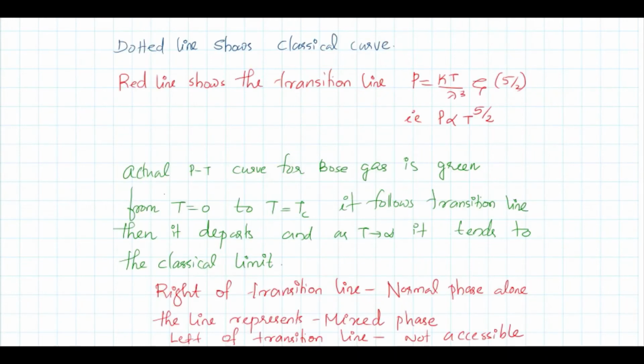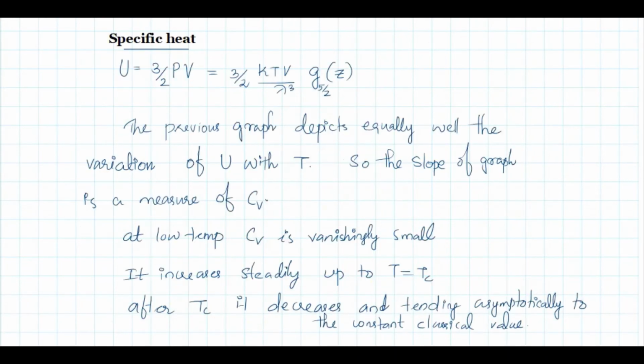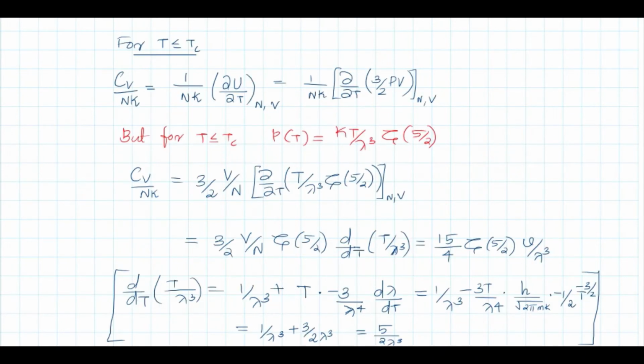So the behavior of Cv is, at low temperature, Cv is vanishingly small. It increases steadily up to T equal to Tc. After Tc, it decreases, tending asymptotically to the constant classical value 3/2 Nk. Okay, that is the nature of specific heat.